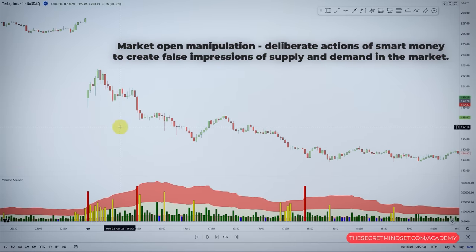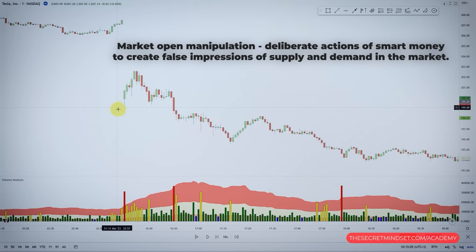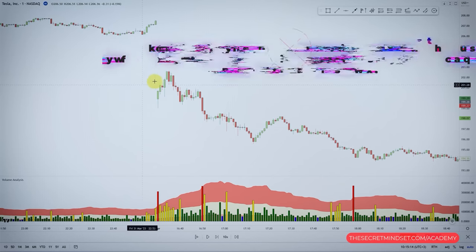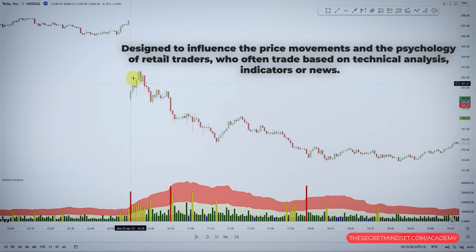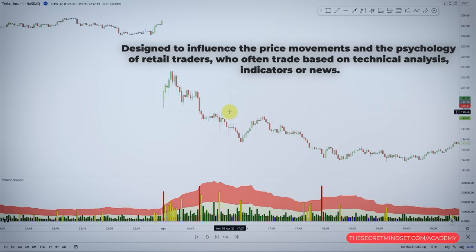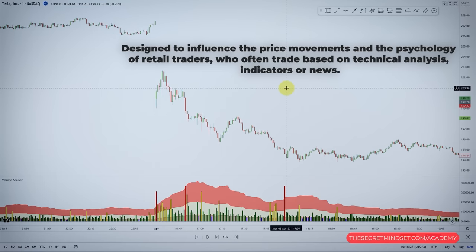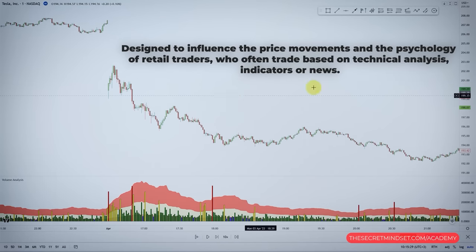Market open manipulation is another common trap, which refers to the deliberate actions of smart money to create false impressions of supply and demand in the market. These actions are designed to influence the price movements and the psychology of retail traders who often trade based on technical analysis, indicators, or news. It's a reality that every trader has to face and deal with.